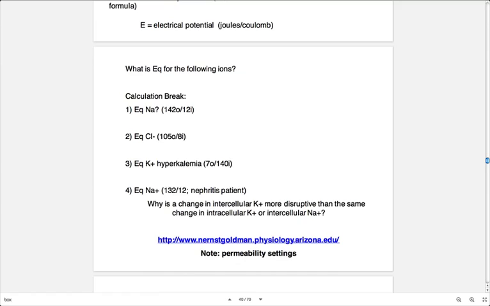So why is that? What's happening here? So let's ignore the charge for a second. What happens to the chemical gradient? Yeah, you have less of a chemical gradient. Does it seem like a big change? Why not?